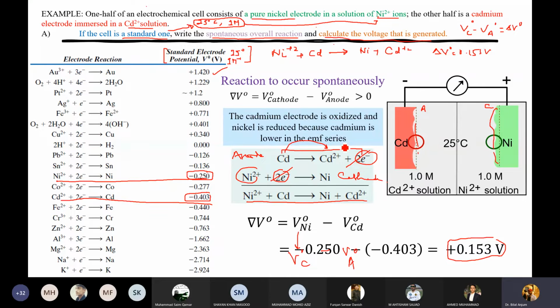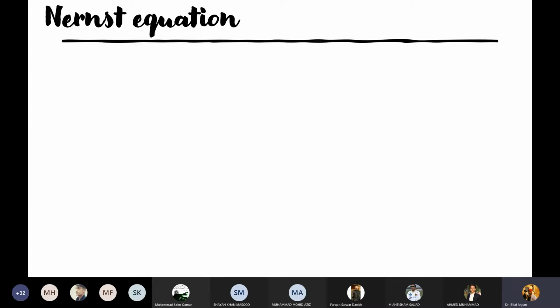So the answer is reaction to occur spontaneously. This should be positive, which is positive, so the reaction would take place spontaneously. Now, the important thing is, so far the EMF series that we have seen is built up upon the fact that the standard conditions prevail. That means 25 degrees centigrade and 1 molar concentration of respective ions. Let's say the solution in which the electrode is being placed deviates from any one of the conditions.